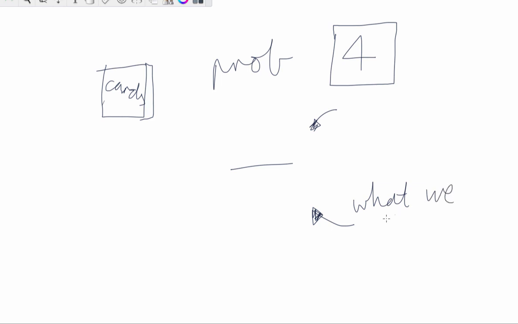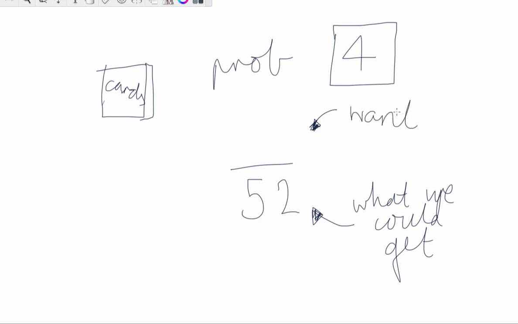what we could get. In a pack of cards, there are 52 different things we could get. And on top, we're writing the number of things that we want. How many of these cards that we want are 4? How many 4s are there in the pack total? There are 4 different 4s, one for each suit. So that's 4 chances that we could get what we want out of 52.